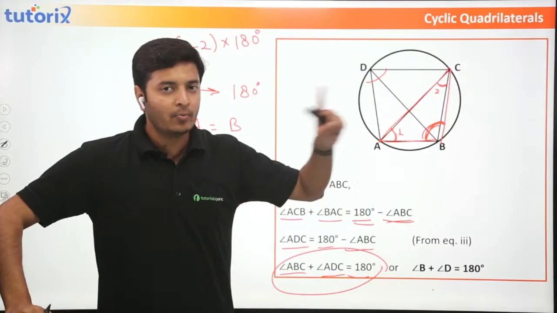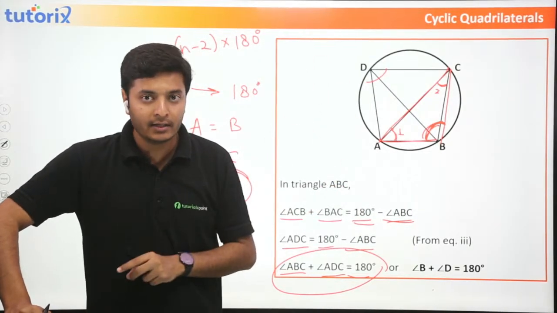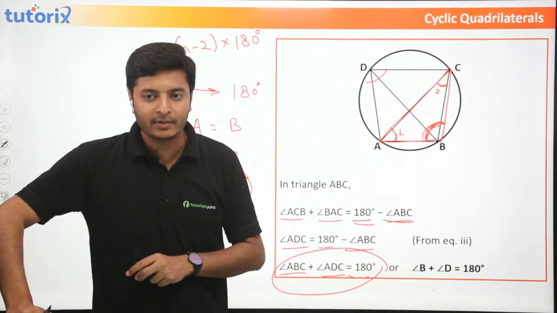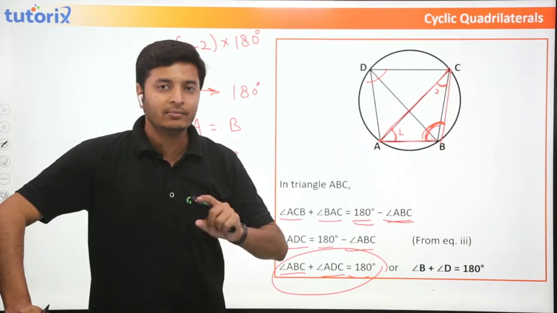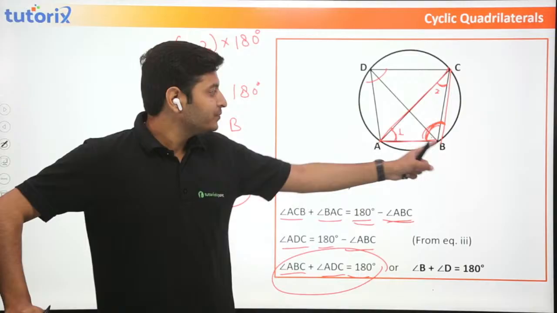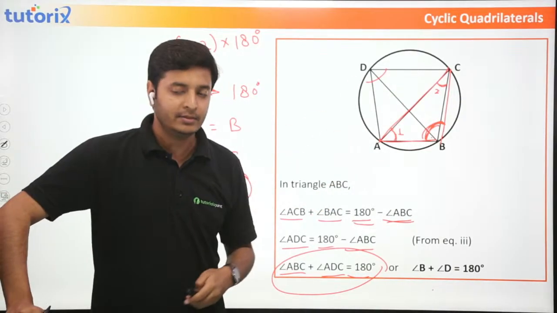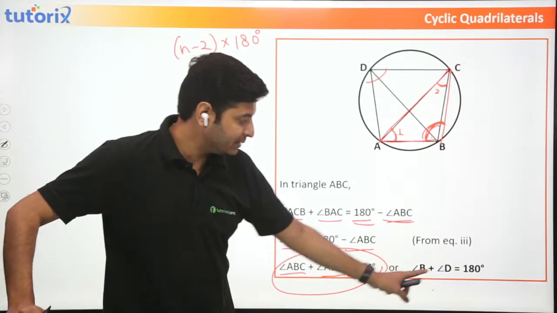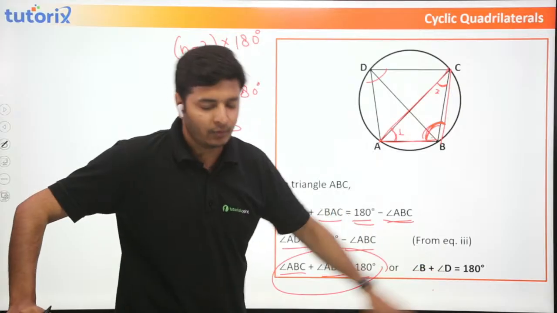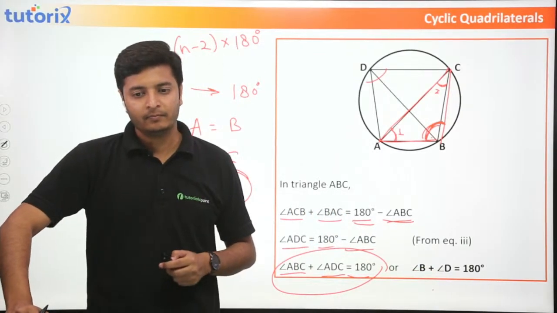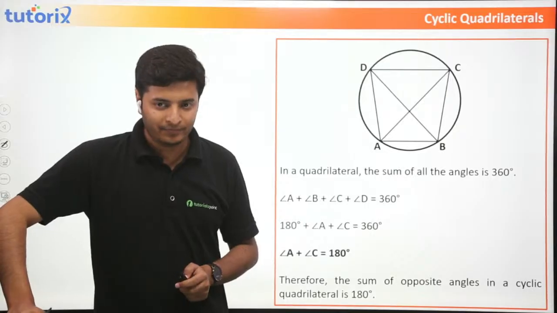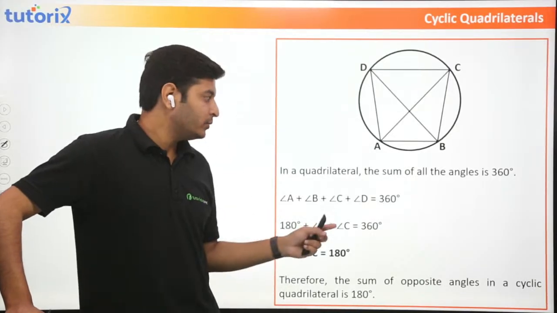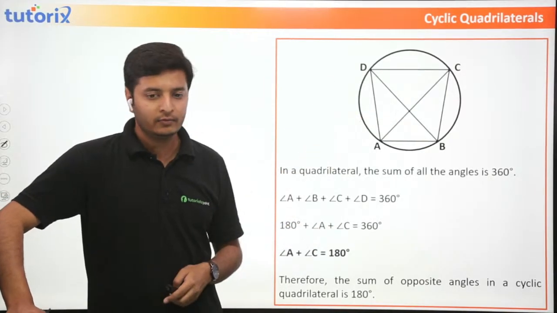Either pair of the opposite angles of a cyclic quadrilateral is gonna give you a sum of 180 degrees. B and D are nothing but the opposite angles of this cyclic quadrilateral ABCD. The sum of these two is what? 180 degrees. This is what we need to prove. Correct? Same way, you can prove for the other two angles.